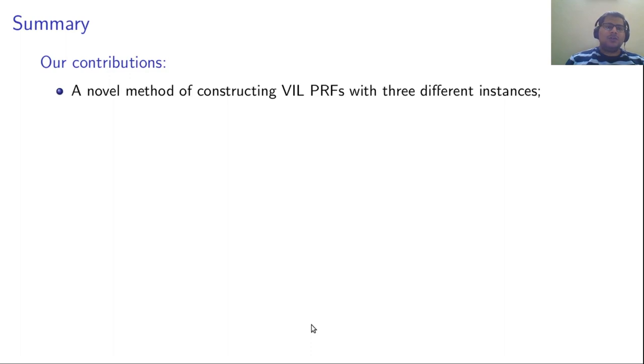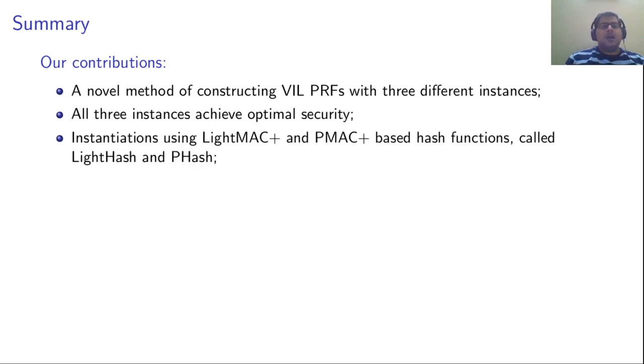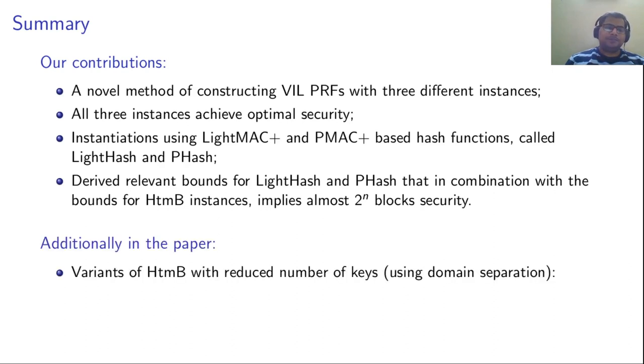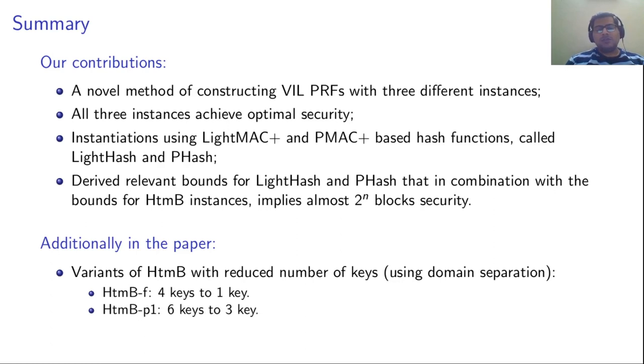In terms of the summary, our contributions are like this. We present a novel method of constructing VIL PRFs with three different instances based on both functions and permutations. All three instances achieve optimal security, well, up to a certain restriction on the number of queries in some cases. And we instantiate them with the lightmac plus and pmac plus based hash functions. We derive relevant bounds for light hash and ps, that when you combine them with the bounds for HTMB, they imply almost 2 to the n block security. Additionally, in the paper we have shown some variants of HTMB with reduced number of keys. For HTMBF, we have reduced the number of keys from 4 to 1. For HTMB P1, from 6 to 3 keys. And for HTMB P2, from 4 keys to 2 keys.